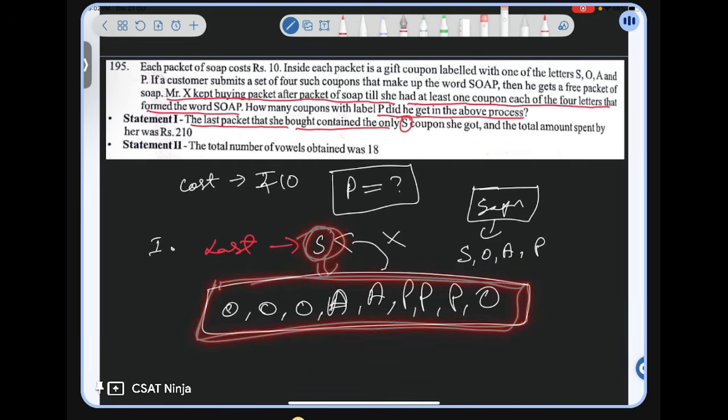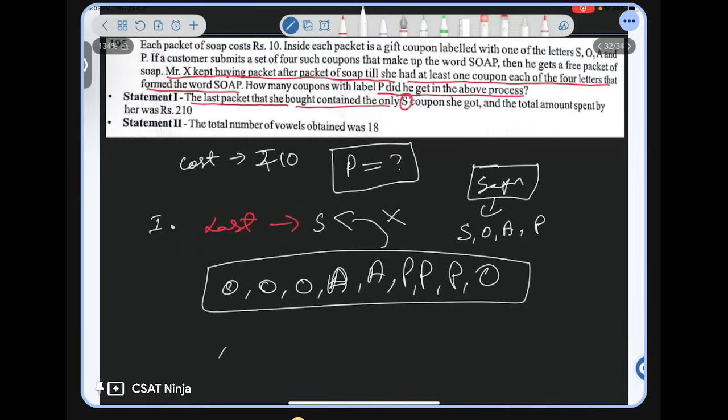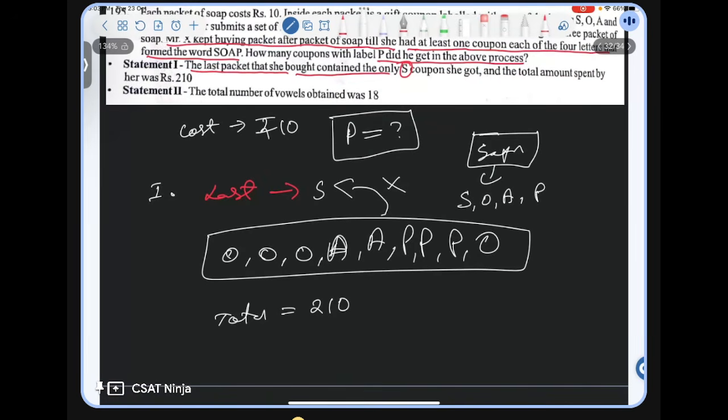So there is only one S letter there, and the total amount spent by her is 210. Total amount spent by Mr. X is nothing but 210. It's a very mixed up question here. We have Mr. here, we have her here, and we have he here. There's some gender problem with this question, I guess. So total spending was 210.